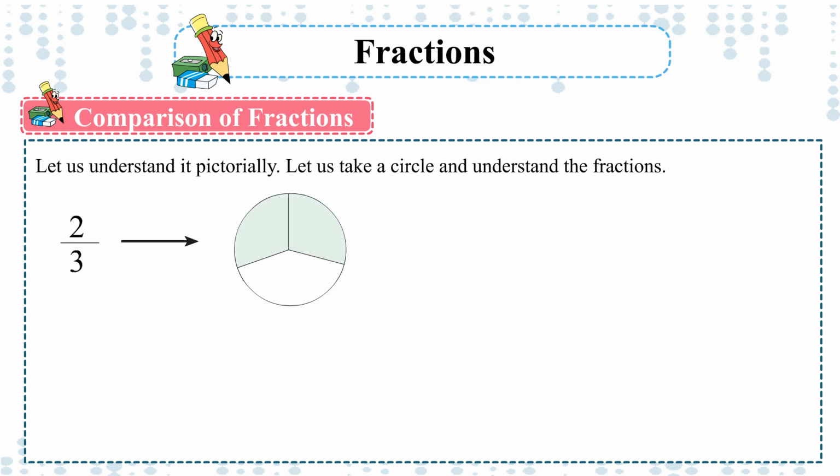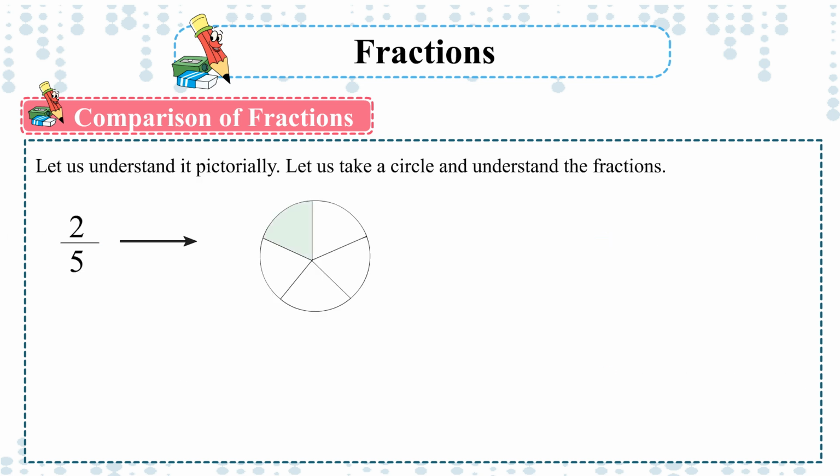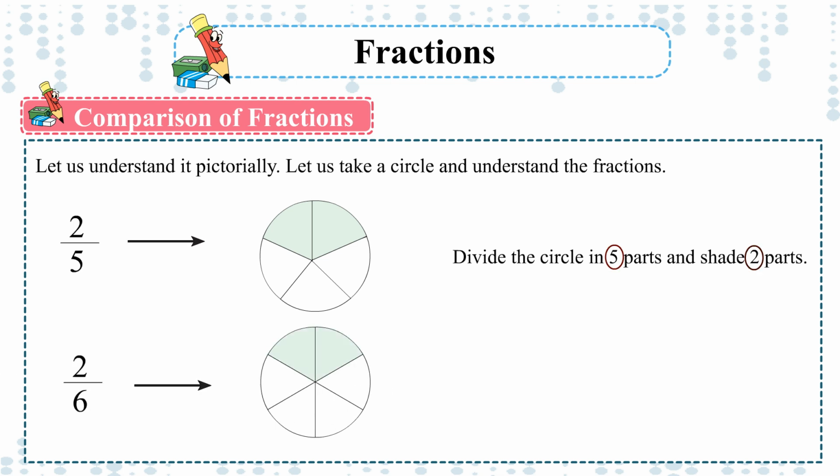2 upon 3. Divide the circle in 3 parts and shade 2 parts. 2 upon 4. Divide the circle in 4 parts and shade 2 parts. 2 upon 5. Divide the circle in 5 parts and shade 2 parts. 2 upon 6. Divide the circle in 6 parts and shade 2 parts.